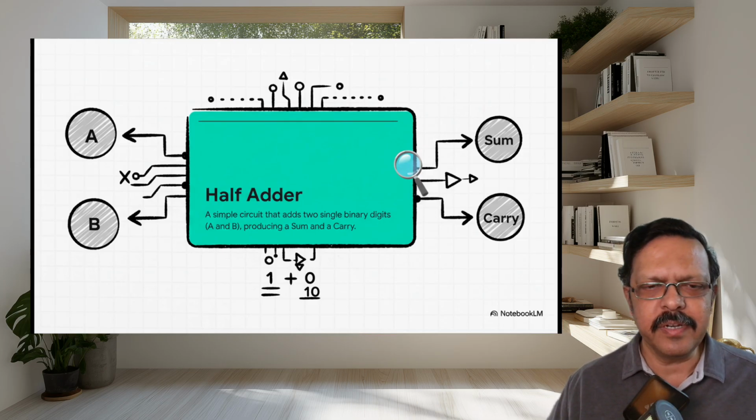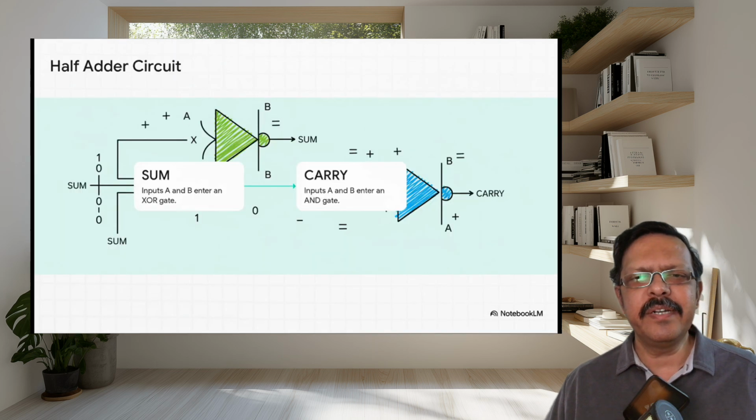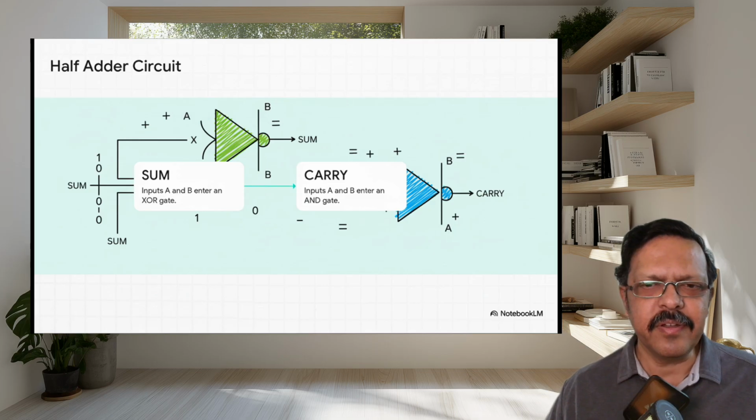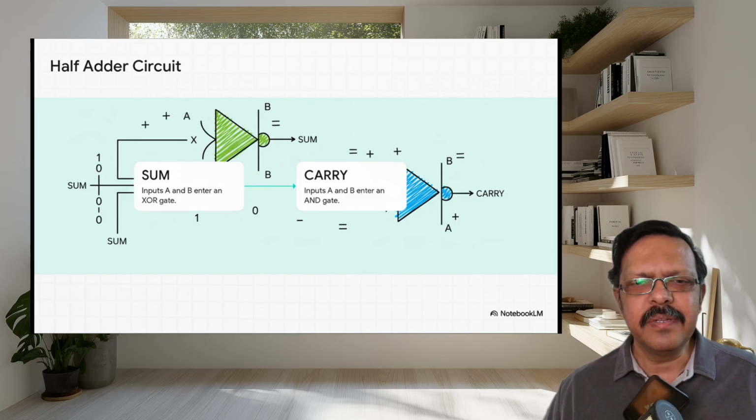So why does this work? Let's look at it. If you look at it carefully, the sum behaves exactly like an XOR gate, and the carry behaves like an AND gate. So let's look at that.